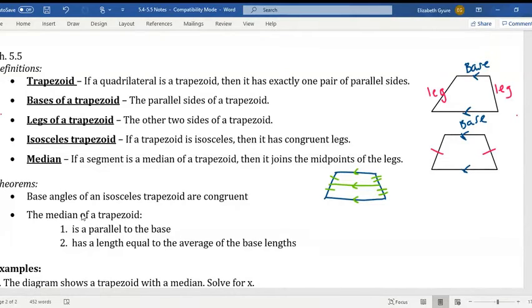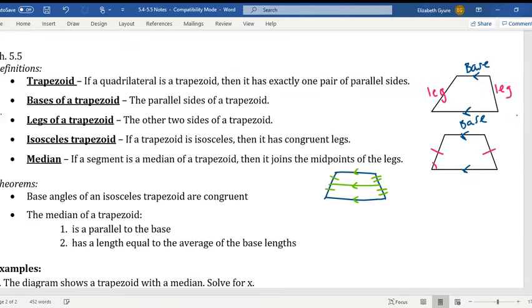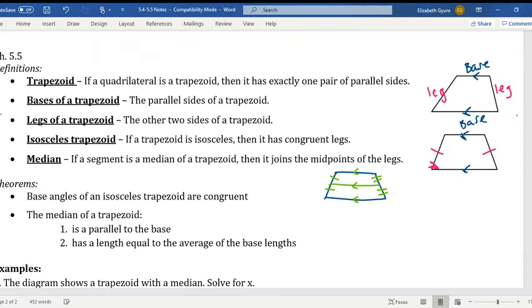So a couple theorems. The base angles of an isosceles trapezoid are congruent. So just like the base angles in an isosceles triangle are congruent, the base angles in an isosceles trapezoid are also congruent.